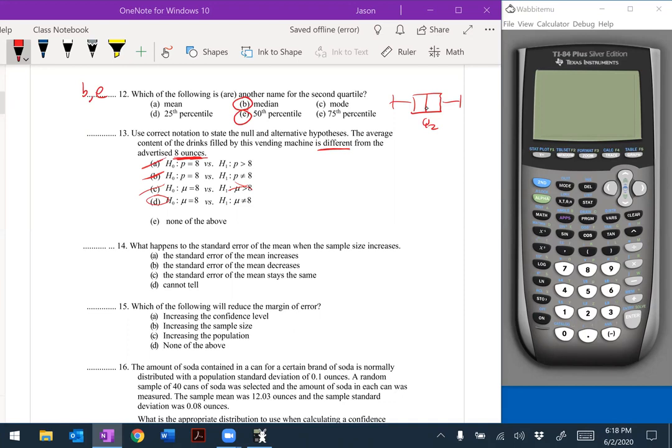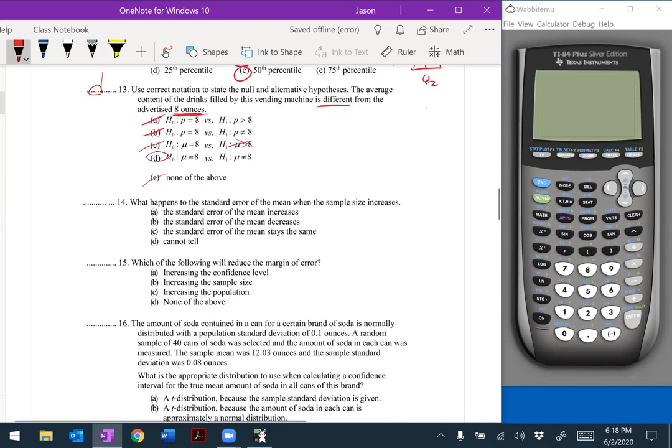Use correct notation to state, oh, this is D. We already did that one. Boom, D. Okay, number 14. What happens to the standard error of the mean when the sample size increases? When sample size increases, right? s over the square root of n. As n gets larger, what happens to the standard error? Well, it gets smaller. So that's a B, smaller.